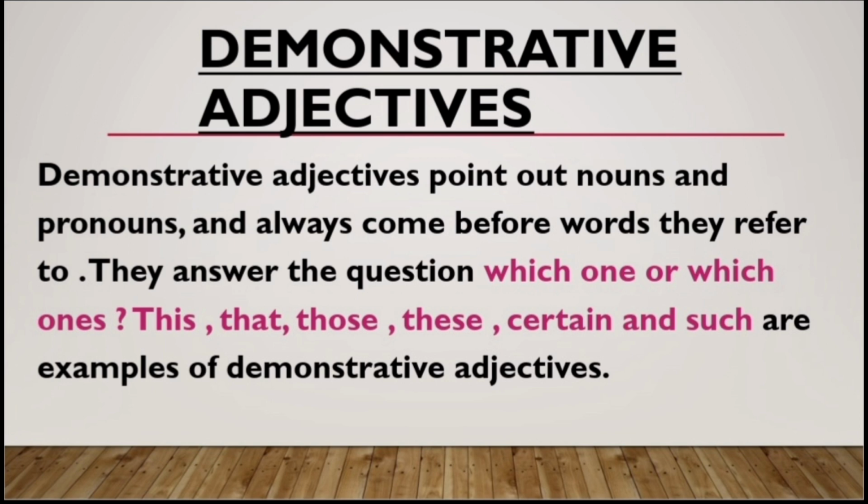So the examples of demonstrative adjectives are this, that, those, these, certain and such. We will understand each kind in the examples which follow after this slide. So basically, demonstrative adjectives point out a noun or a pronoun, they always come before the noun that they are pointing to, and they answer the question which one or which ones. And the demonstrative adjectives are basically this, that, those, these, certain and such.